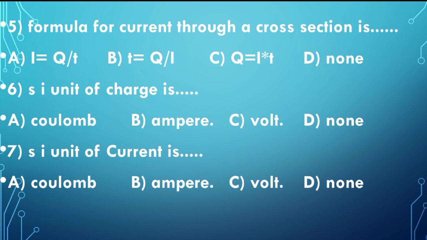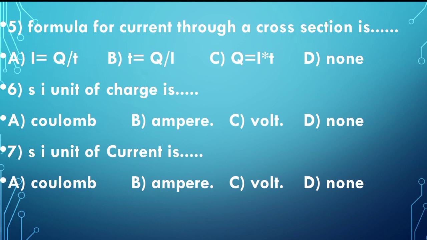Next one, SI unit of current is, okay, four options: coulomb, ampere, volt, and none. Sorry, coulomb is not your answer, because coulomb is the SI unit of charge. So it should be between B, C and D. The answer will be ampere. So the SI unit of electric current is ampere. You need to choose the B option. The B option is correct, ampere.